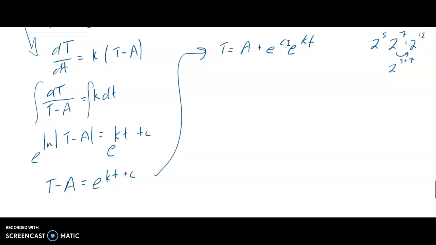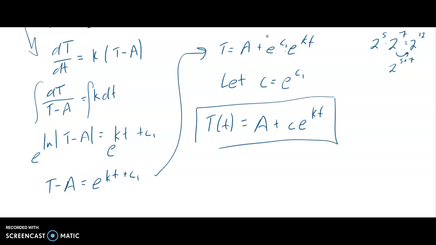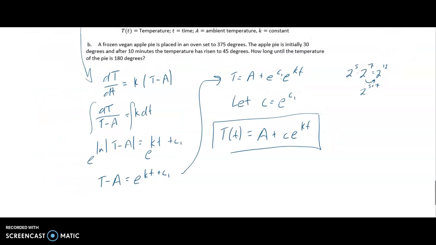Anyway, from here, I'm going to do some back-tagging, is what I like to call it. I'm going to say let C equal e to the C1. And I'm just going to change that to a C1 and a C1 and a C1. And that just gives me a nicer looking constant here. So this gives me T equals, and I can do that because e to a constant is still a constant. So I get T at time t is equal to capital A plus a constant times e to the kt. And that's Newton's law of cooling. So we're done with part A there.